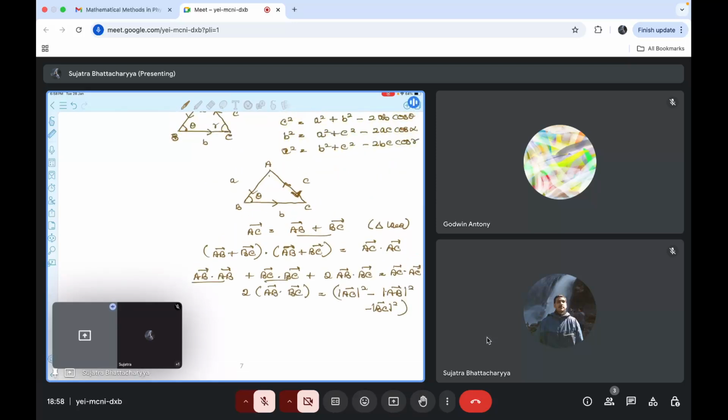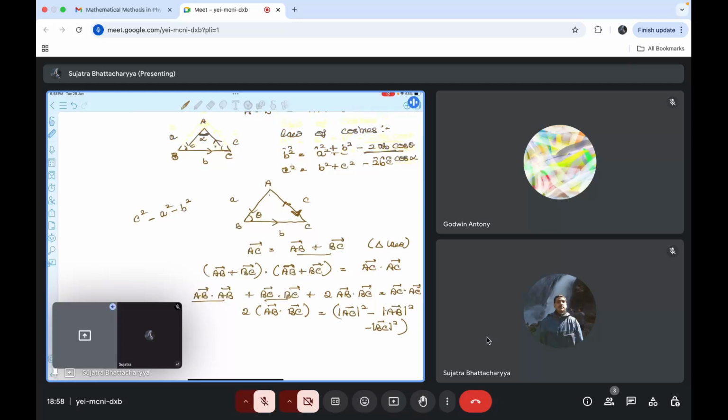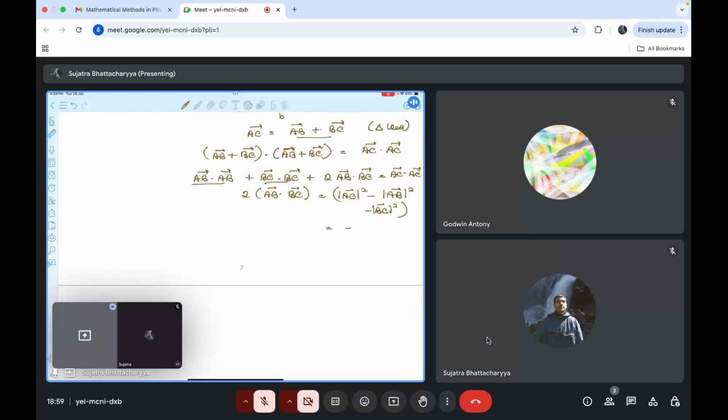Now, what is this AB? Sorry, this AC square. AC square is this one, right? So it will be C square. This is C square minus what is AB? A square. What is minus BC? B square. Right? Look at this. C square minus A square minus B square. So what is that? Minus 2AB cos theta. So can I write this as minus 2AB cos theta?